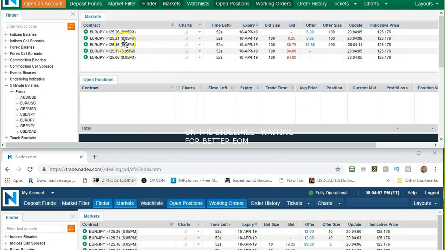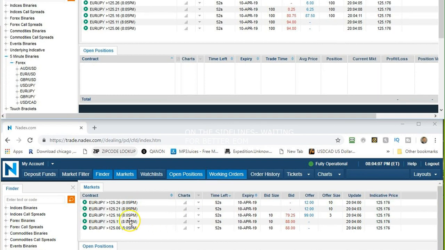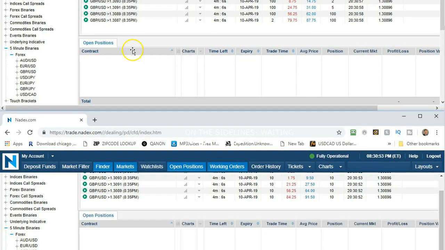Once again, here we go. This is the same thing. This has 52 seconds to go. So let's take a look at the 125.16. We have 80.75, 125.16. We have 79.25. See, very close. And on the offer 99, here you have 87 and so forth. So once again, extremely, extremely close.